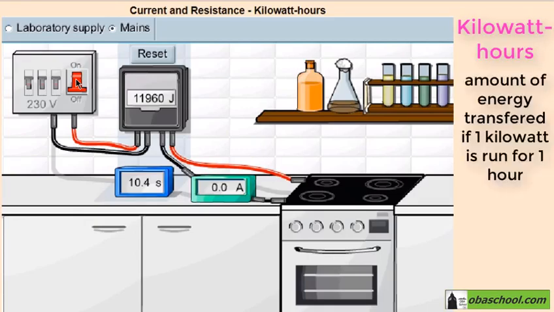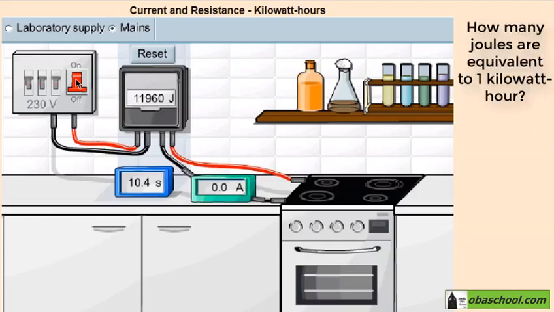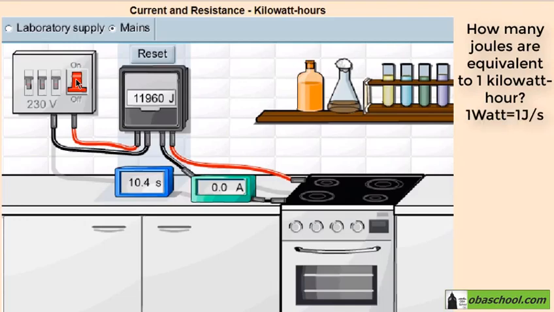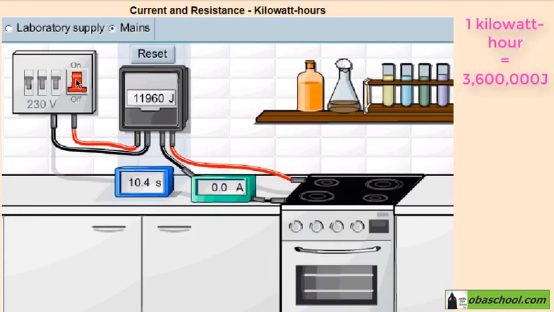This is the amount of energy transferred if a 1 kilowatt, which is 1000 watt appliance, is run for 1 hour, which is about 3600 seconds. How many joules are equivalent to 1 kilowatt hour? Remember that 1 watt is equal to 1 joule per second. Yes, 3,600,000 joules. That's correct.